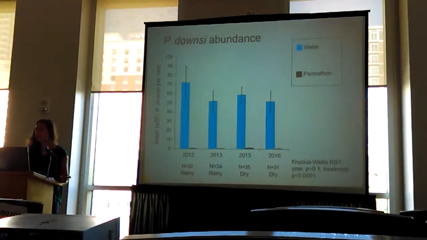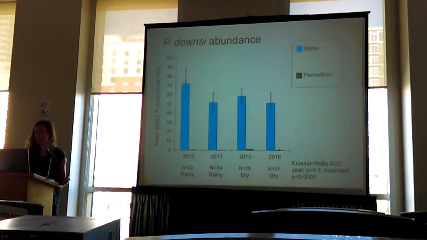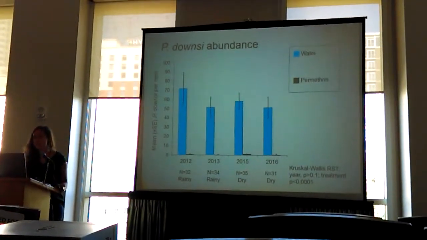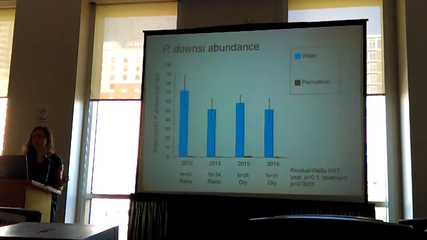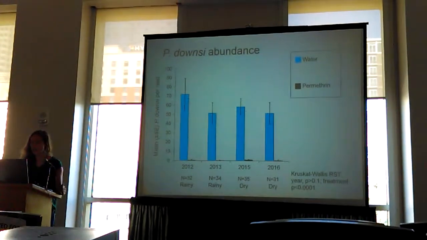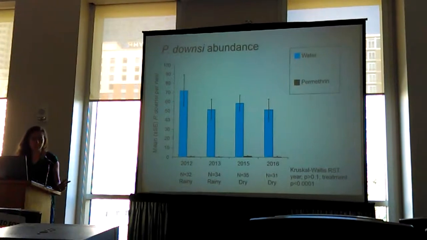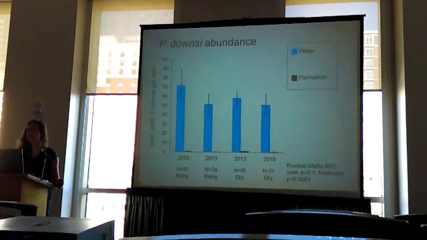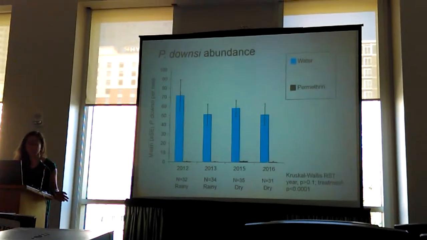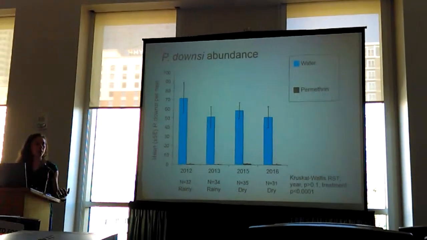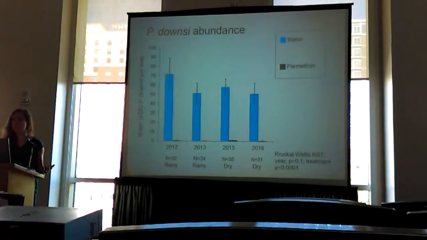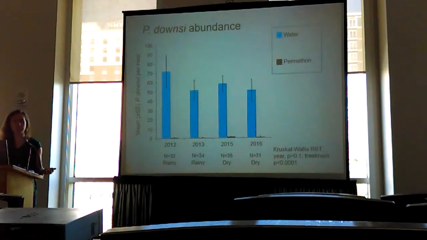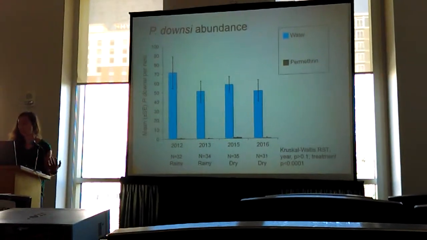The blue bars are those nests that were treated with water, that is the control. And the black bars that you can barely see at the bottom of the figure are those nests treated with permethrin. And I'll continue with this color scheme in the subsequent slides. So I want to point out 2 things here. The first thing is that our treatment is very effective. Those nests that are treated with permethrin have almost no parasites. And the second thing is that parasite abundance does not seem to vary much among years. That is, there's no significant difference between the average number of parasites per nest in rainy years versus dry years.